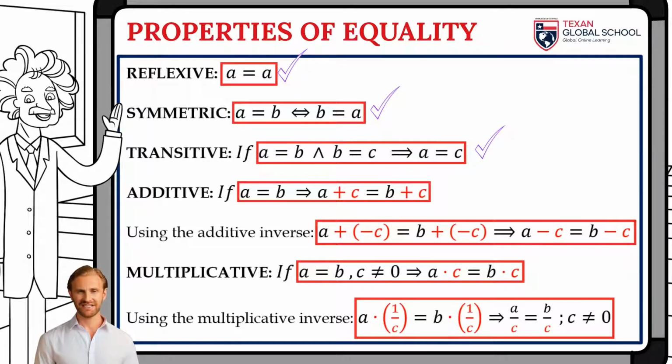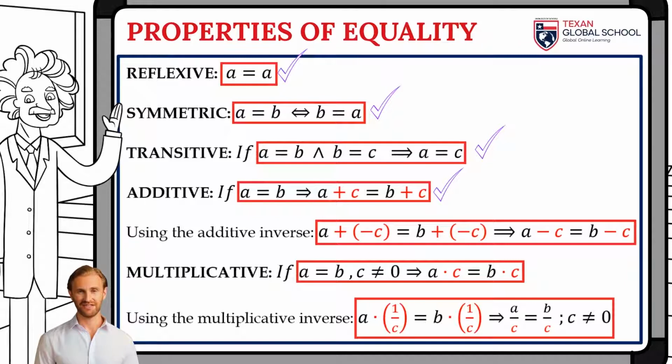The additive property, in essence, indicates that we can add any value, as long as it is performed exactly the same on both sides of the equality. From this property, it follows that we can add any additive inverse, or we can subtract by any value, as long as it is performed on both members of the equality.